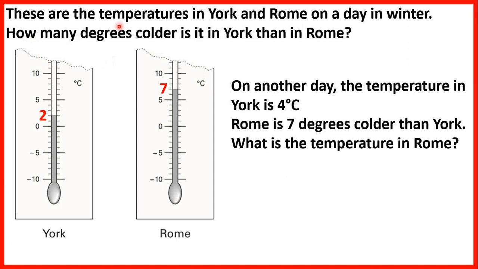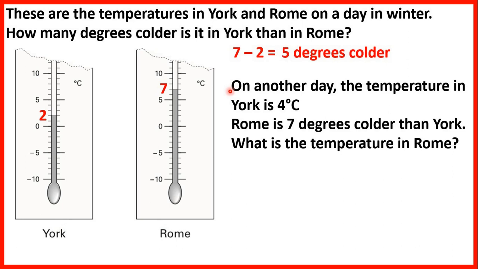Now it says how many degrees colder, so we need to find the difference, and we do that using subtraction. 7 minus 2 is 5, so it's 5 degrees colder in York than in Rome.